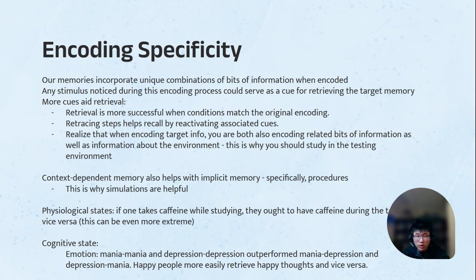Now, cognitive states will also have an impact. For example, for bipolar patients, we can take a look at emotion. If you have mania when you've encoded something, you will have an easier time remembering this thing when you are in a manic state. Whereas if you encoded something when you were in a depressive state, you will struggle with retrieving happy thoughts and you will have an easier time retrieving depressive thoughts.